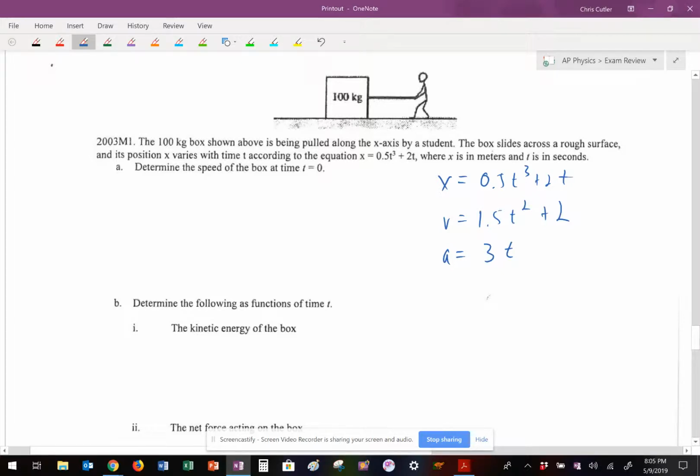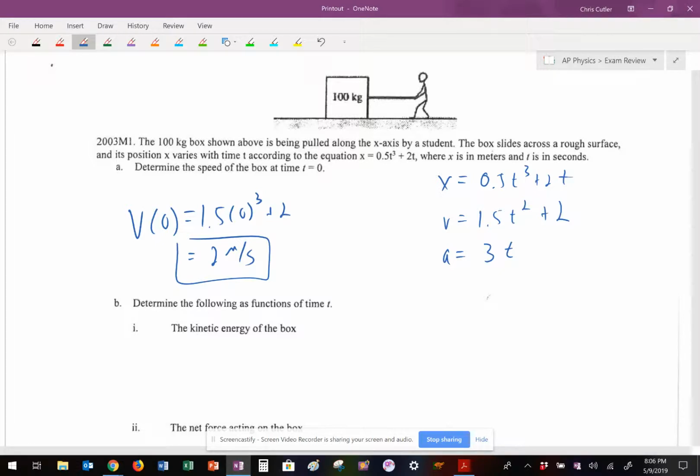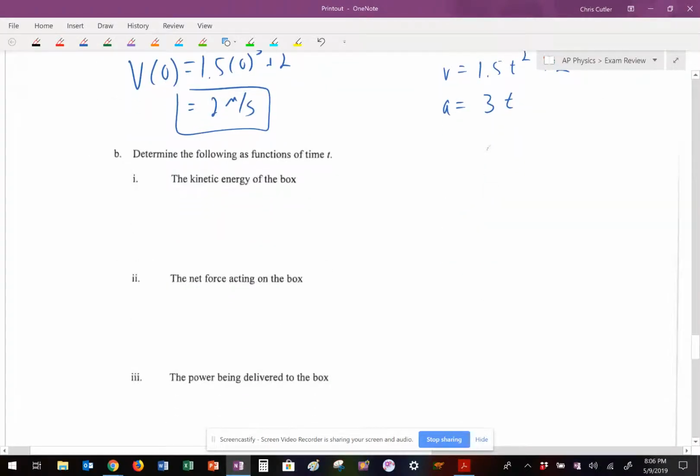Look at that. We already need the velocity. So we're looking at velocity when time equals 0. So that'd be 1.5 times 0 cubed plus 2. Guess what? 2 meters per second. We already needed it. Again, if you get an equation for position with time as the variable, go ahead and derive, find velocity, find acceleration. If you get an acceleration equation with time as a variable, integrate to find velocity or position.